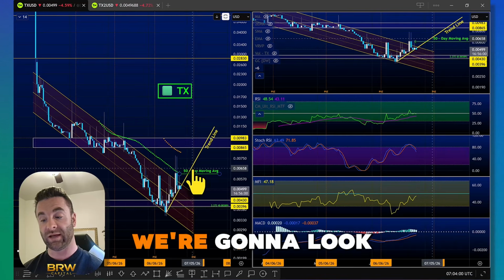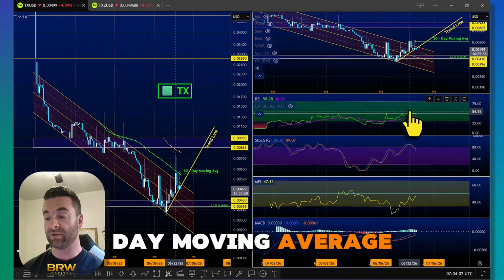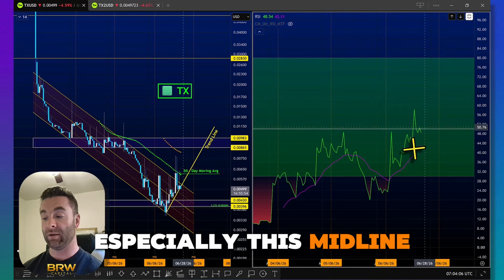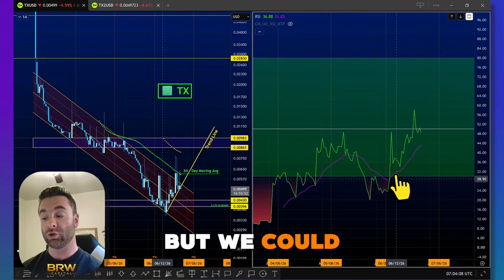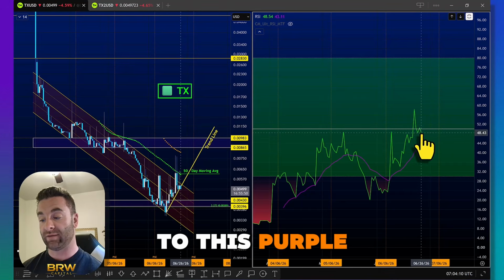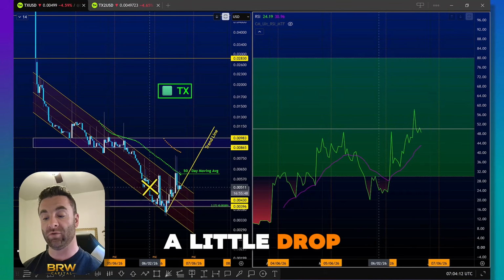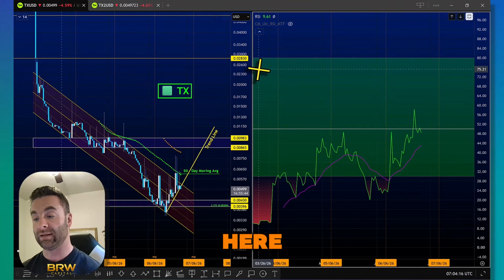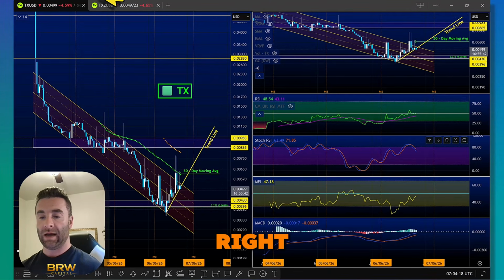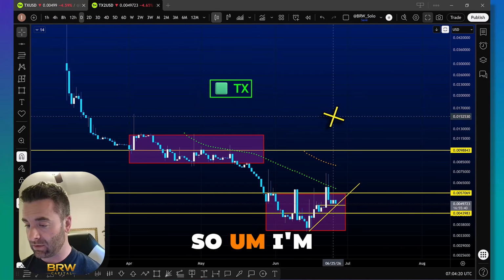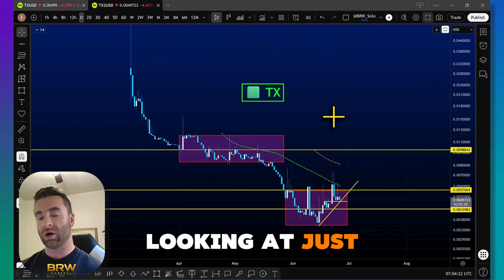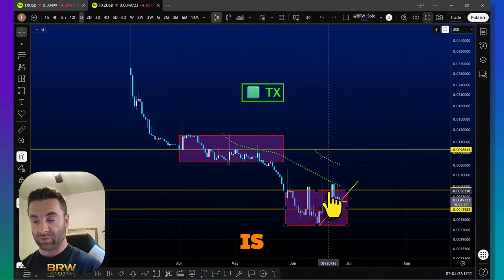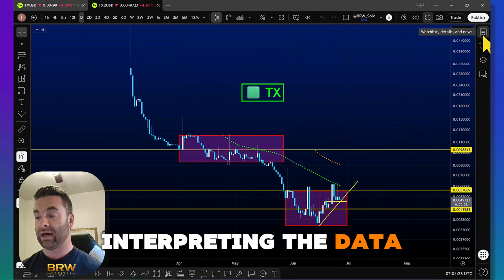So we have a few things we're going to look at. We're going to look at the 50-day moving average. We're going to look at all these oscillators for them to break, especially this midline. We need to come down, but we could come down actually to this purple line and just have a little drop here, boom, move up, which would also mean that we could have a little drop here and then move up right there, right? So I'm looking at just simply the chart action, price action for just what it is. That's how I'm interpreting the data.